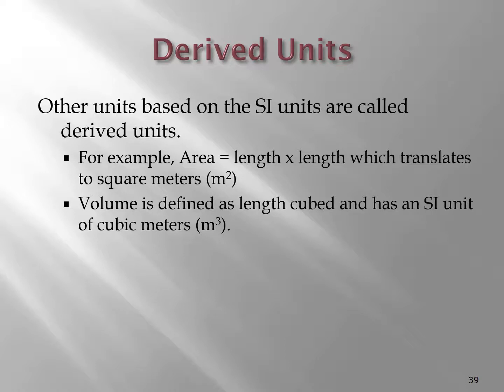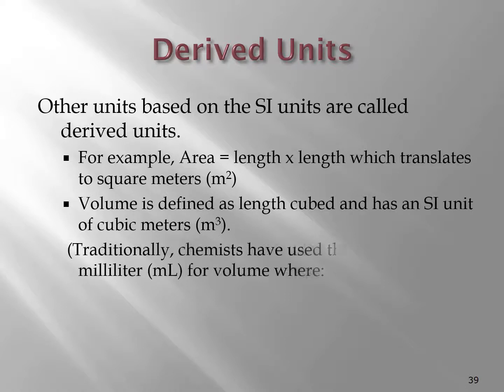Volume is length times width times height, which is 3 length units. And so the SI unit would be cubic meters or meters cubed. Just for your information, the liter is the unit that we usually use for volume, and a liter is the same as 1,000 milliliters.